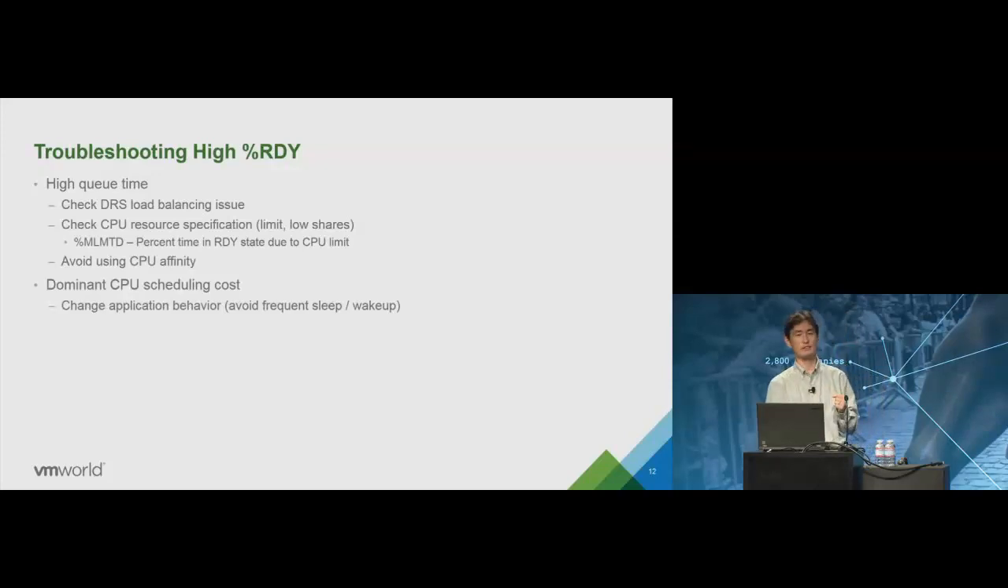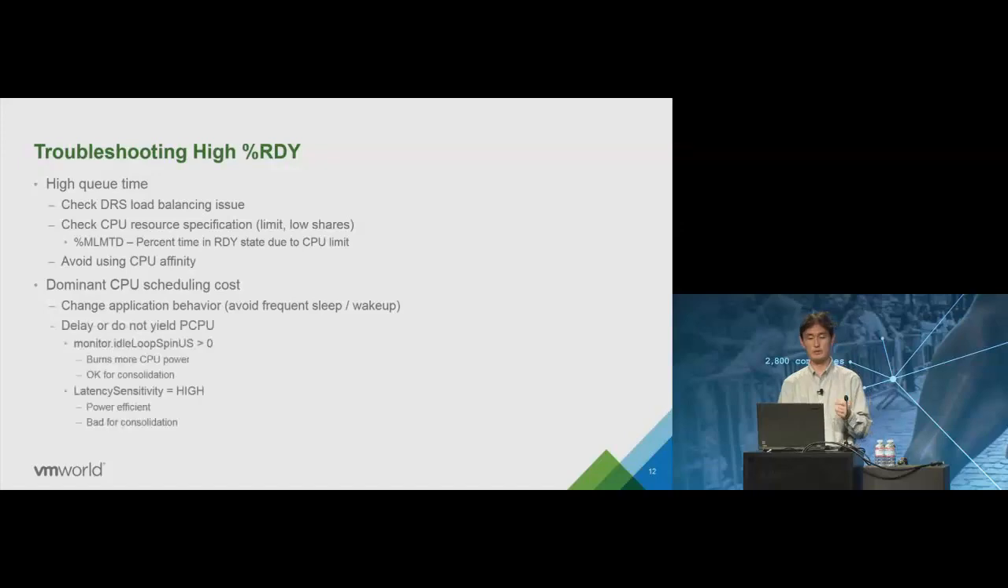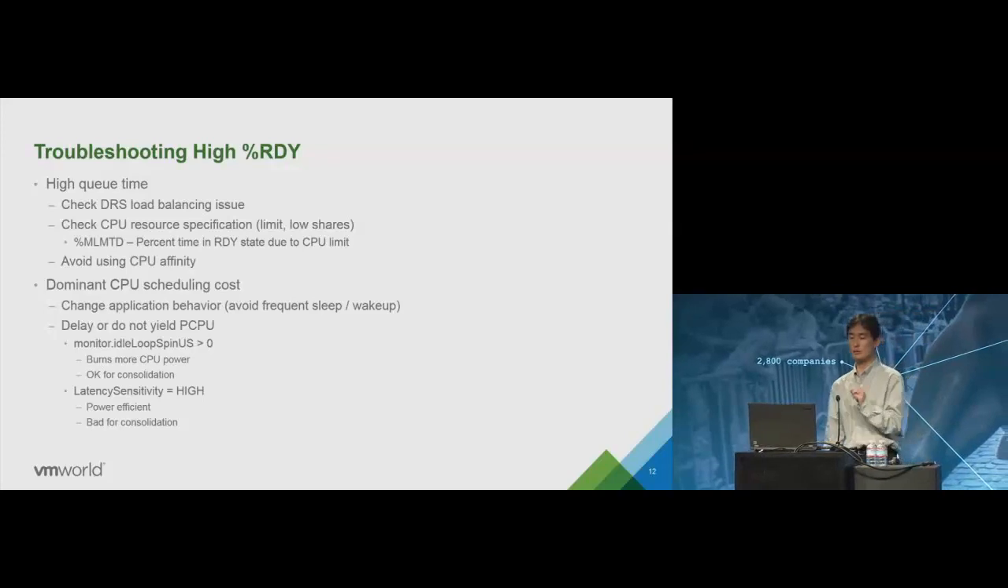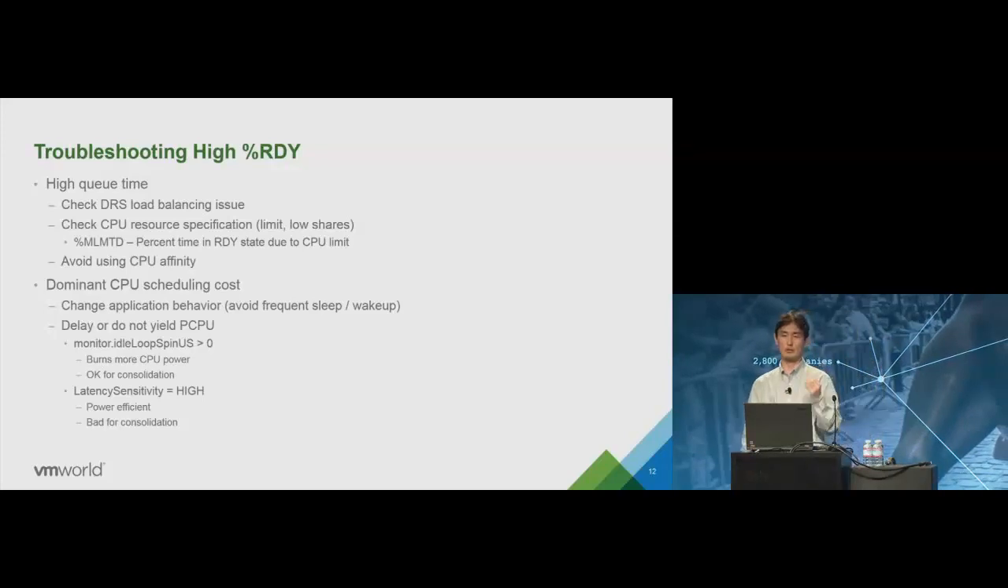What about the second case, when you don't suspect any CPU contention, and it seems to be dominated by scheduling cost? Ideally, instead of doing very frequent sleep and wake up, the application can consolidate tasks so that it can increase runtime to amortize scheduling cost. But it is not always possible to change the application behavior. There are two tunings you can try. I will not go into detail about these options. You can Google it, or it is well documented.